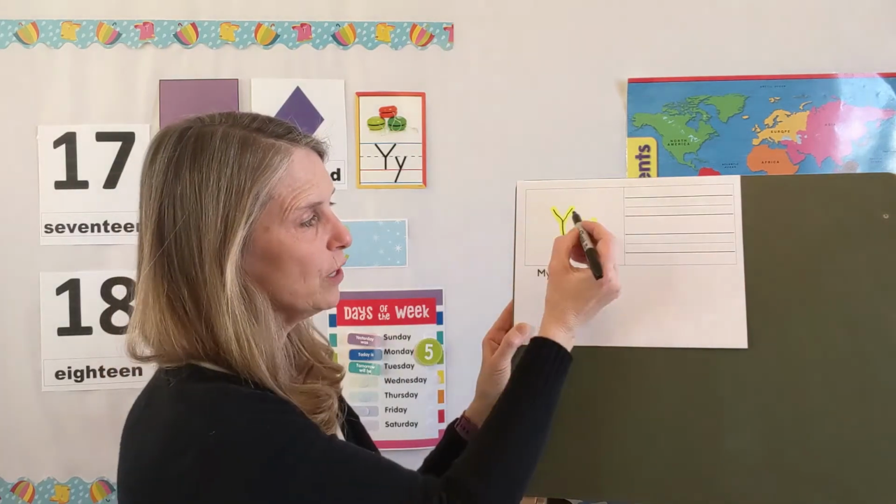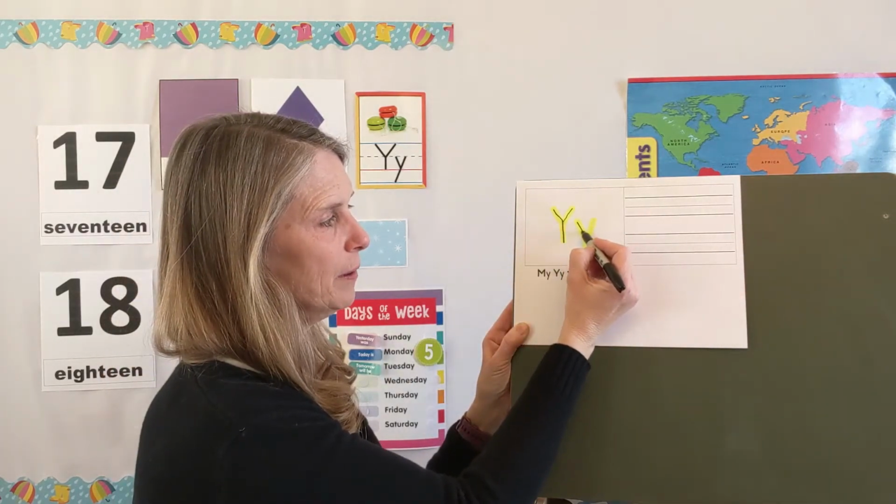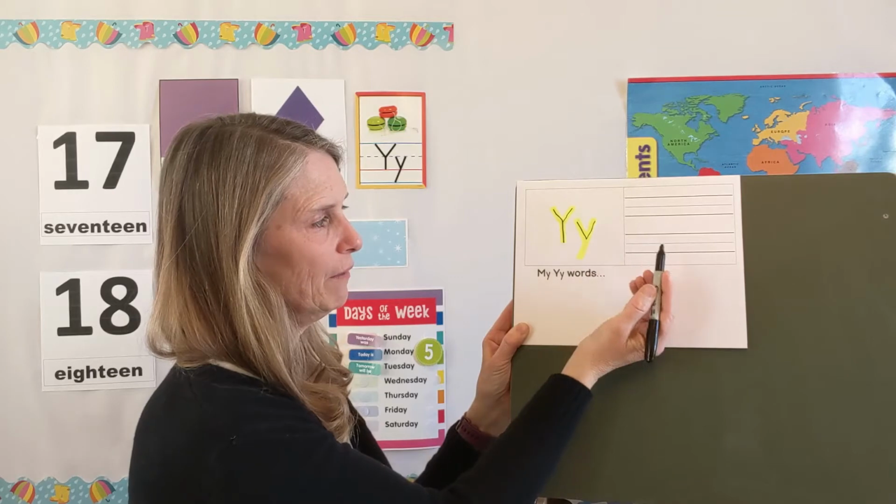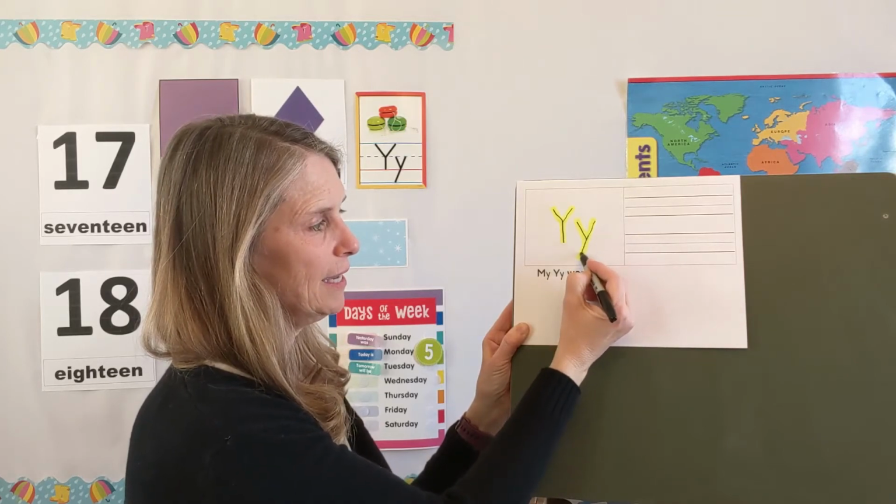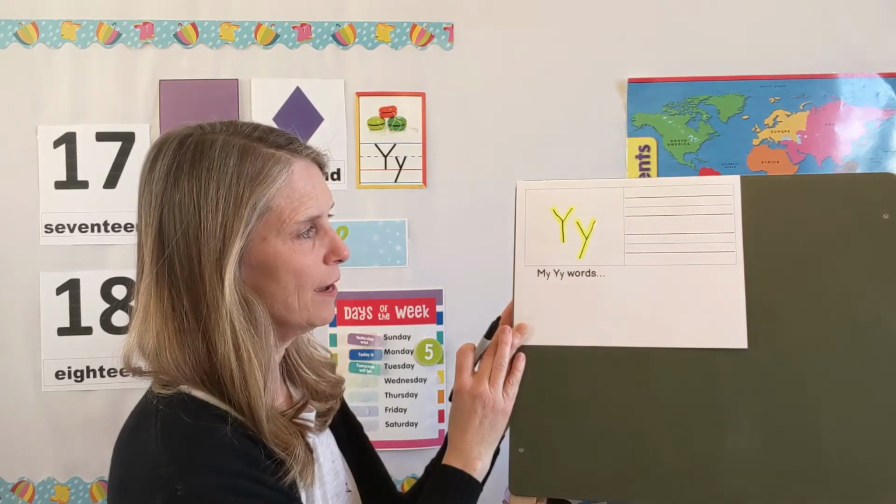Now I'm going to do the lowercase y. So I'm going to come down the little part, go up over here. Now I've got a little V. But I'm going to slide down to finish off my lowercase y.